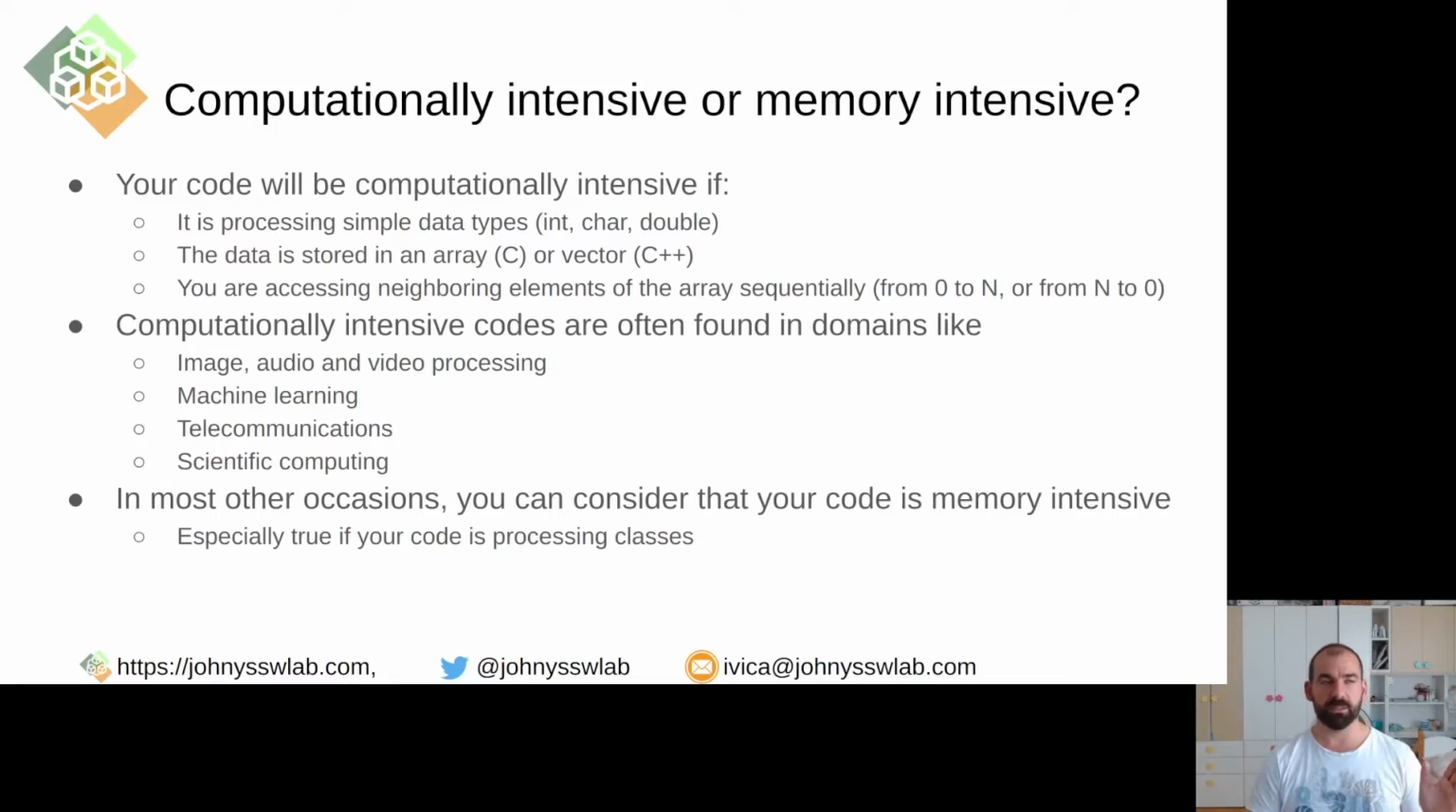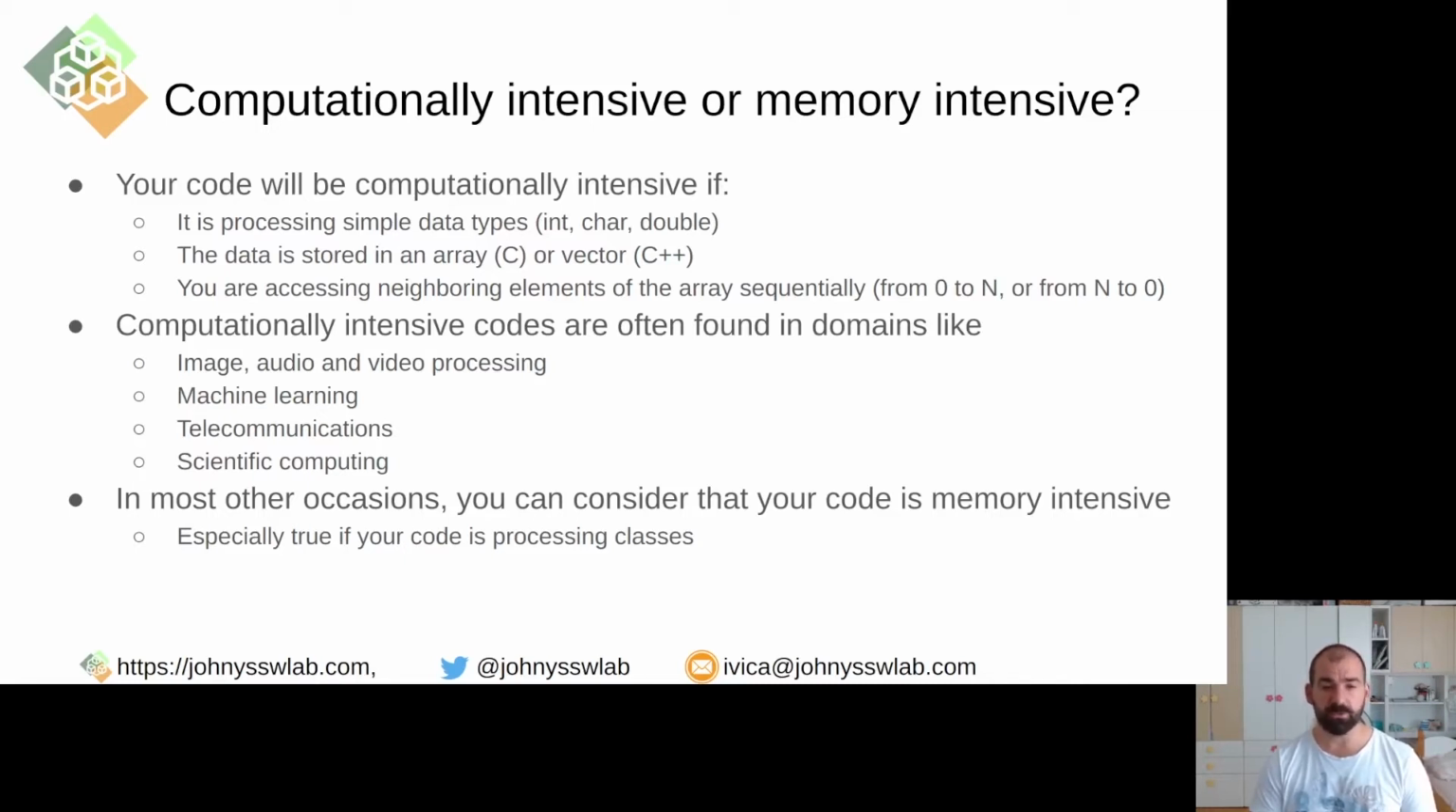So you're looping over an array which goes from 0 to n, or from n to 0, and it changes by 1. So you're accessing elements of the array 0, 1, 2, 3, 4, 5, and so on. If you are accessing every second or every fourth element, like 0, 4, 8, and so on, in that case your program will most likely be memory bound, not computationally intensive. Computationally intensive code is often found in domains like image, audio, and video processing, machine learning, especially linear algebra, telecommunication, scientific computing, and others. On most other occasions, you can consider that your code is memory intensive.